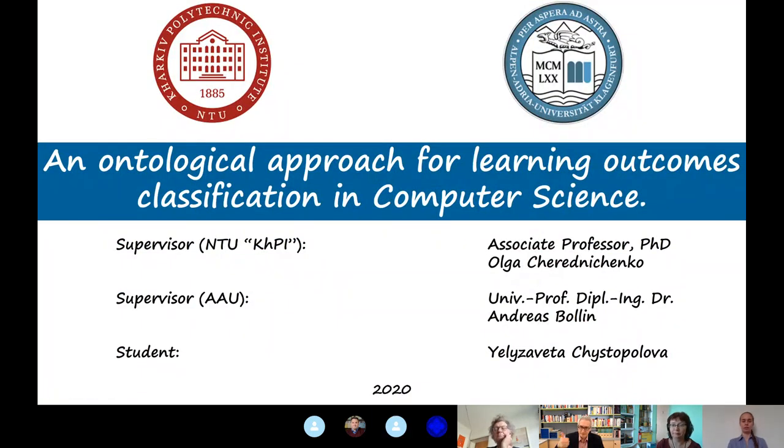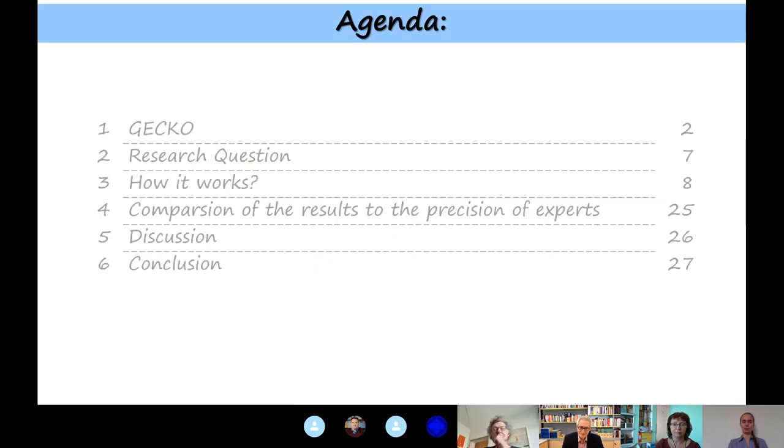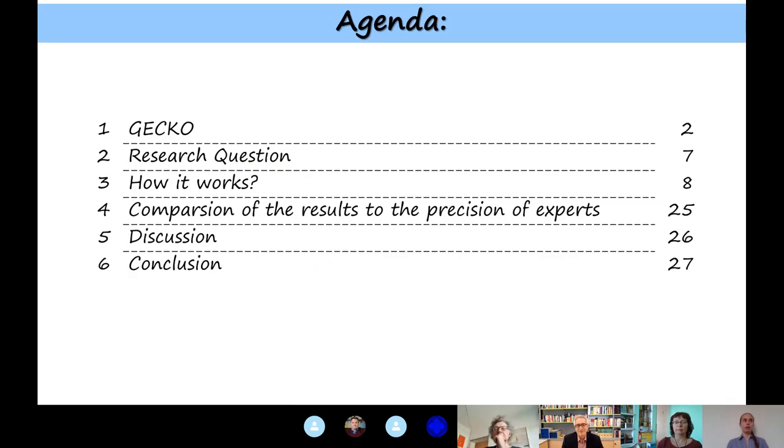Okay, great. So, today I want to talk about the project named Gecko, which will explain my research question. Then I will explain the results of my work and compare them to the precision of experts. Then there will be a discussion about problems and ways to solve these problems, and a conclusion.